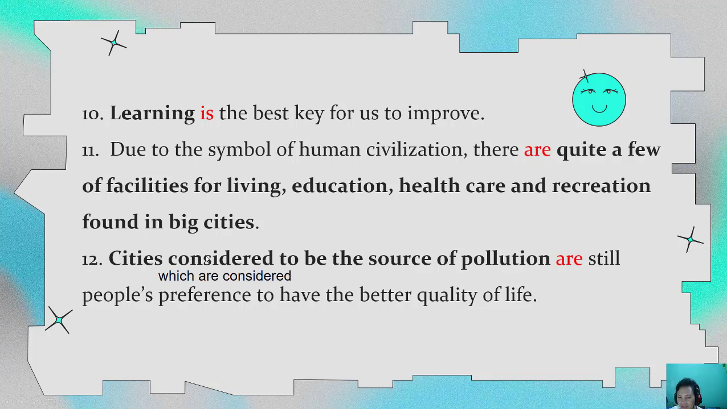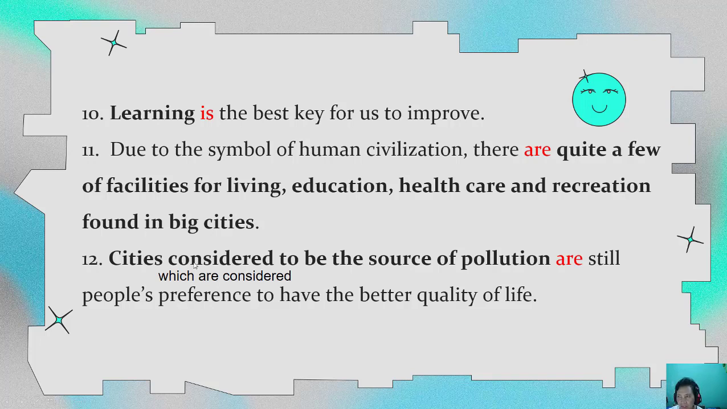So, this is an adjective clause. Don't be trapped by the noun that is near to the predicate. Pollution, it should be is? No, because we have this. Or don't be trapped with this.